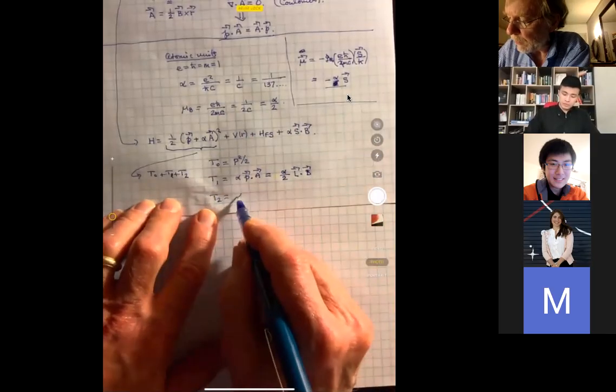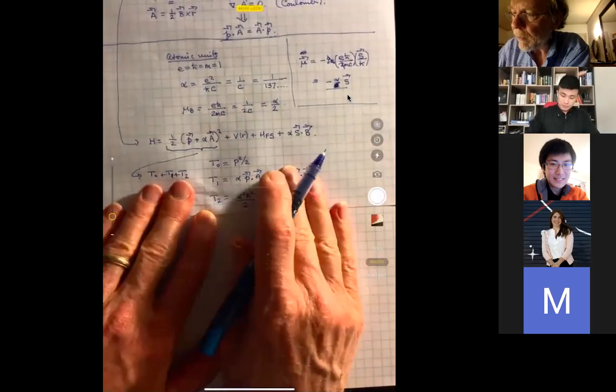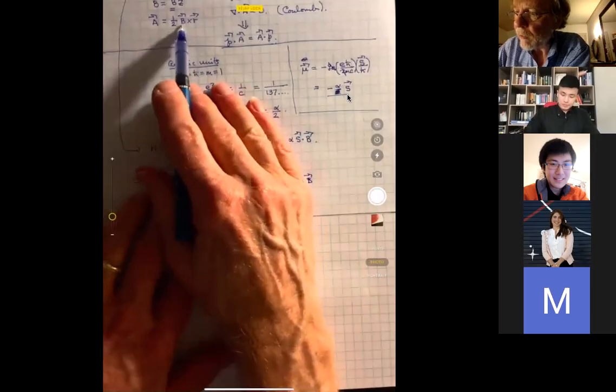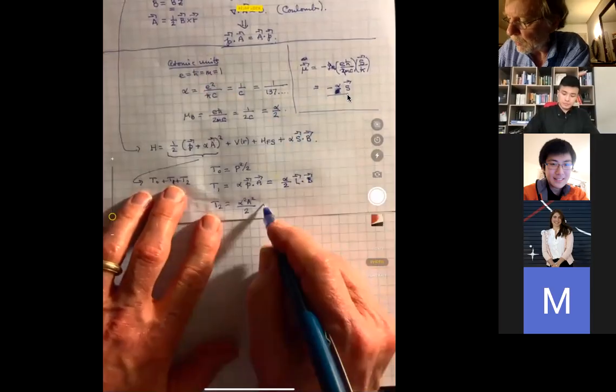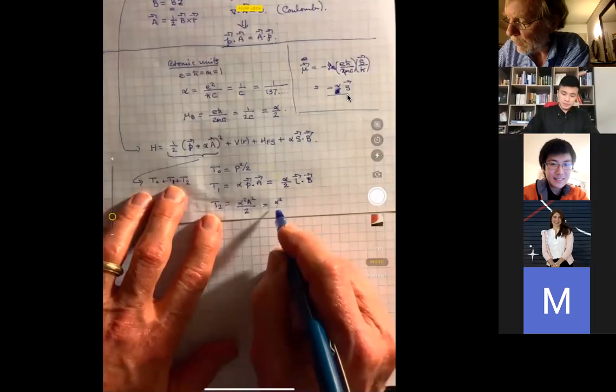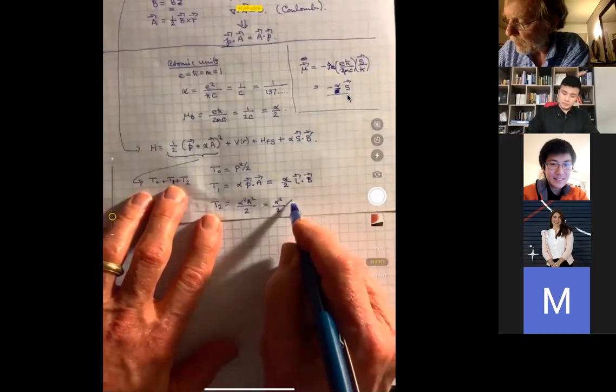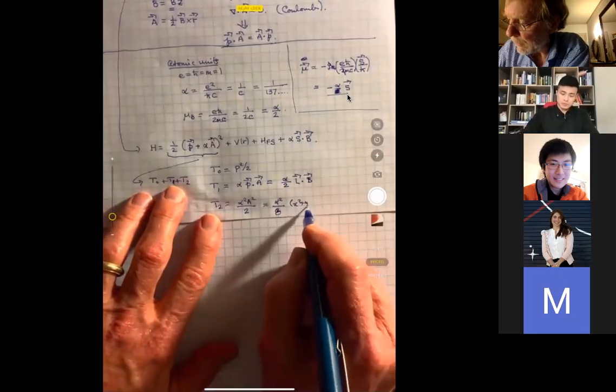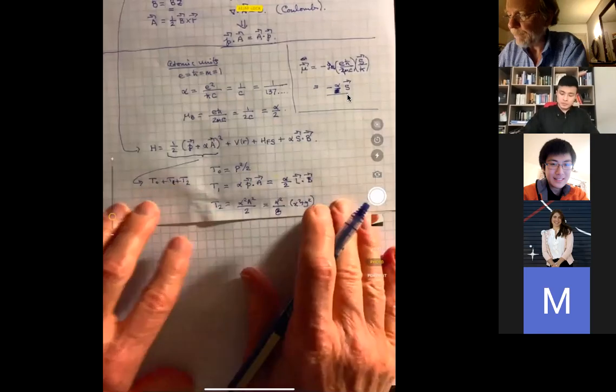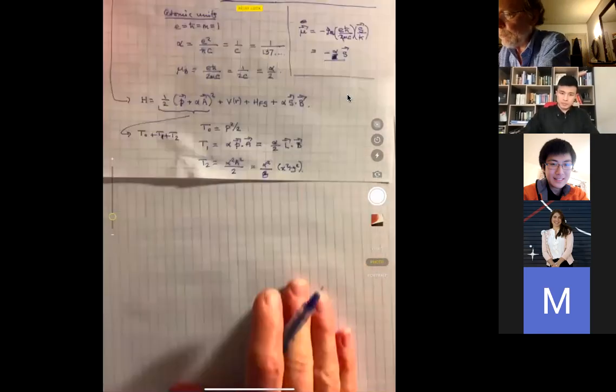T2, on the other hand, is equal to alpha squared A squared over 2. And for the given form of A that we've got, 1/2 B cross r with B in the z direction, this is also the same thing as alpha squared over 8, excuse me, times x squared plus y squared. It becomes purely a function of position, right?